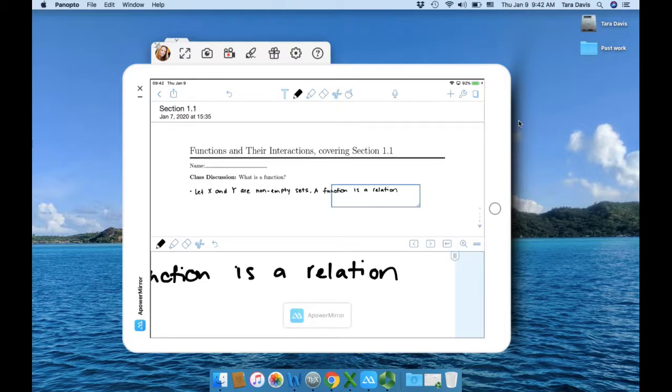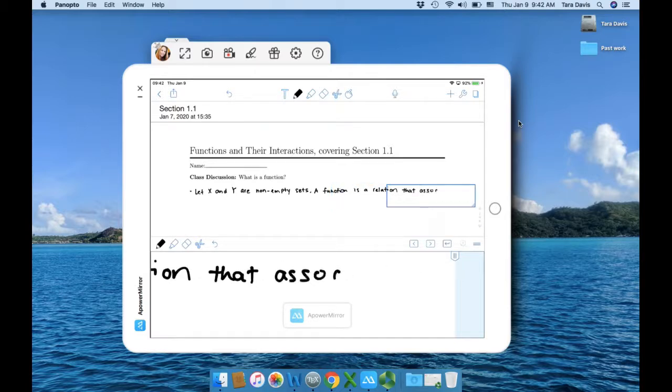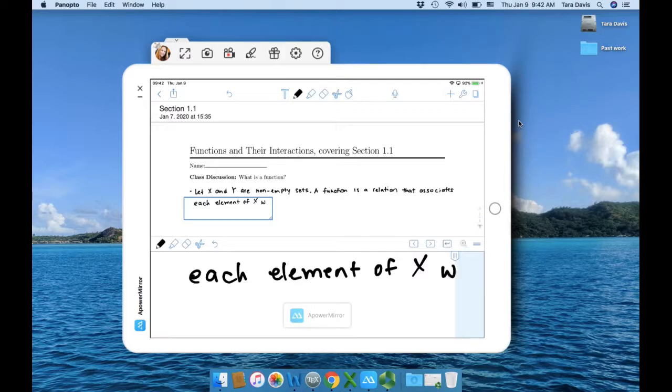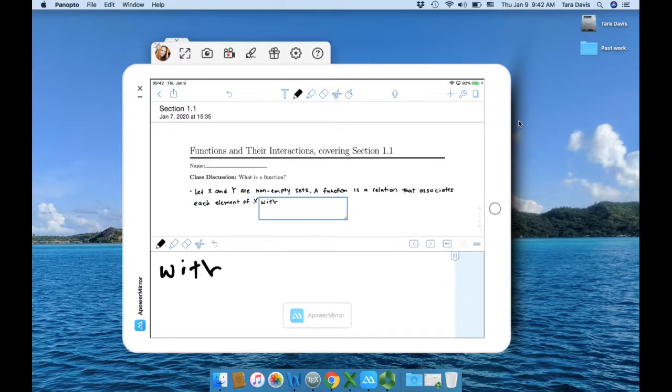So a function is a relation with one special property, such that this relation associates each element of x with exactly one element of y. Okay, so we'll see two more definitions that are basically equivalent, but a function is like a rule or a mapping, however you want to say it, an association, a set of arrows, stuff like that. But the important thing is that every element in x is associated with exactly one element of y.